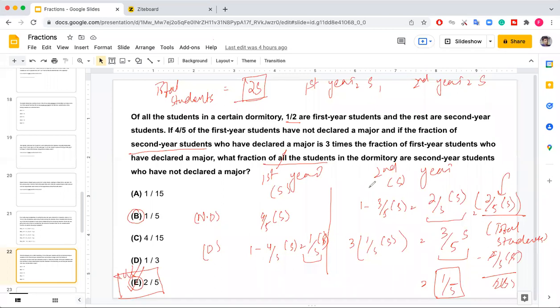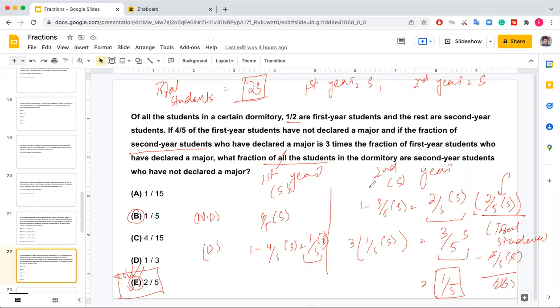Prasanna, I have a question. Yes. How appropriate would be an approach in which we just assume some values? For example, I did this question by assuming that the total number of students is, let's say, 200. And then we put that value in all those formulas. I got the answer 40 by 200, which is also 1 over 5. So do you recommend us solving such questions?